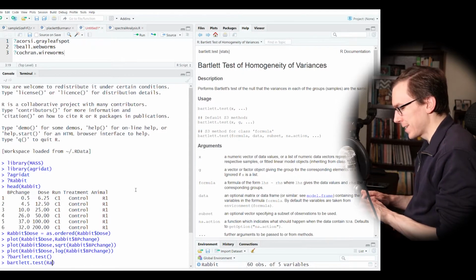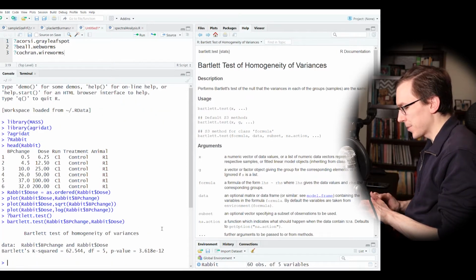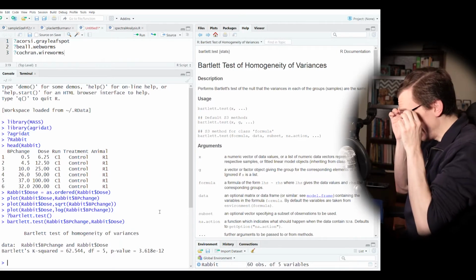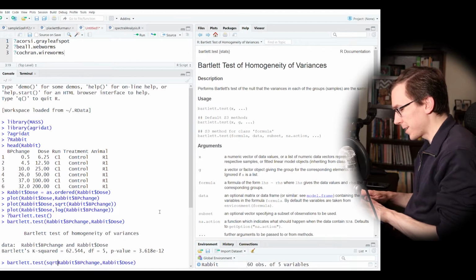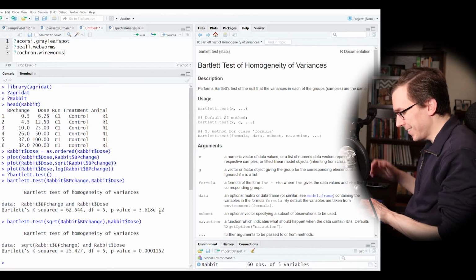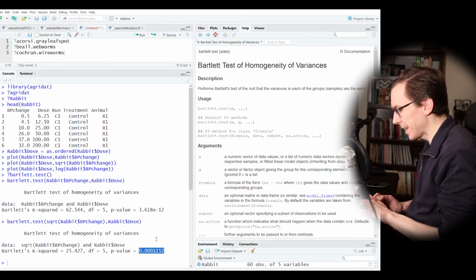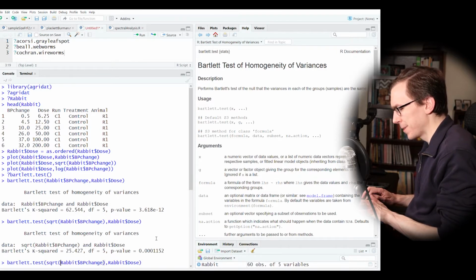So in this case, what I can do is say rabbit$BP change and rabbit$dose. And what we find is an absurdly small p-value, saying that the variances, like we saw from the box plot itself, are not homogeneous. But we can try to transform it. If we take that square root transformation, do we do better? Well, the test statistic has decreased, but the p-value is still very significant. Let's try that log transform.